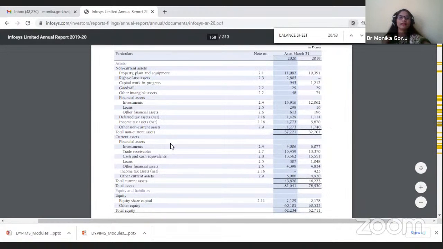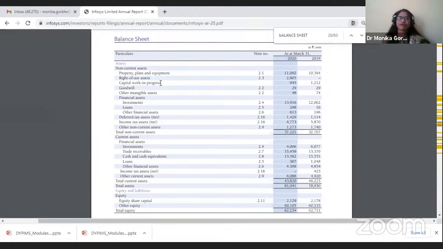Moving ahead, these are my non-current assets: property, plant and equipment, right to use, capital work in progress. What is capital work in progress? It means the investment which you have made in a project, but the work has not yet been completed. Goodwill is nothing but the reputation, the intangible asset which you have. Then other intangible assets, financial assets, your investments, your loans, other financial investments, and deferred tax asset.